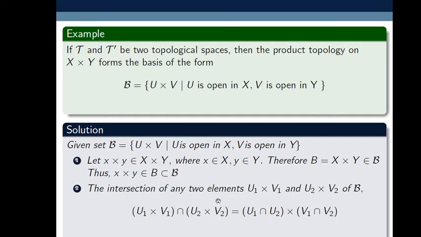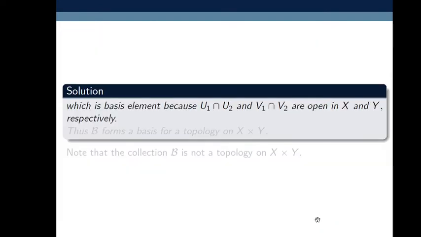Now consider the intersection of any two elements U1 times V1 and U2 times V2 of script B. Here I have chosen two elements from script B and take their intersection, which equals the intersection of U1 times V1 with U2 times V2, that is equal to U1 intersect U2 times V1 intersect V2, which is a basis element because U1 intersection U2 and V1 intersection V2 are open in X and Y respectively, because U1 and U2 are open in X and V1 and V2 are open in Y.